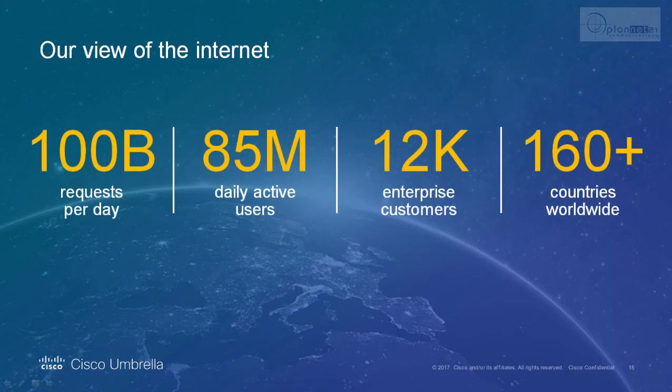Our view of the internet is like no other security provider. The Umbrella global network includes 25 data centers around the world that resolve over 100 billion DNS requests from more than 85 million users across 160 countries every single day. We peer with over 500 of the top ISPs and content delivery networks to exchange BGP routes and ensure we're routing requests efficiently and not adding any latency over regional DNS providers.